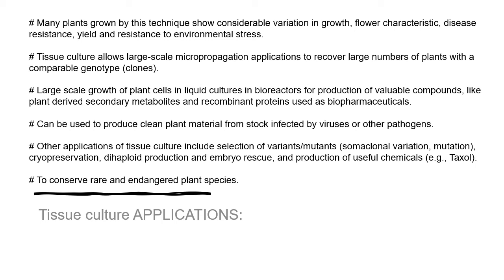Plant tissue culture can be used to produce clean plant material from stock infected by viruses or other pathogens. Other applications include selection of variants, mutants, cryopreservation, dihaploid production and rescue, and production of useful chemicals, for example taxol. And last is to conserve rare and endangered plant species. That can be done by using plant tissue culture.